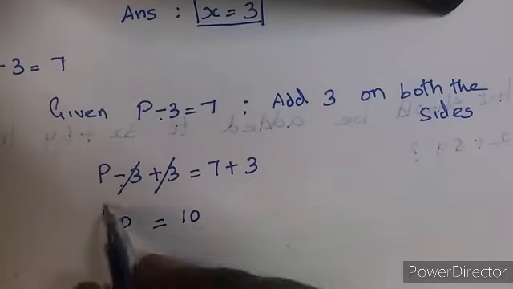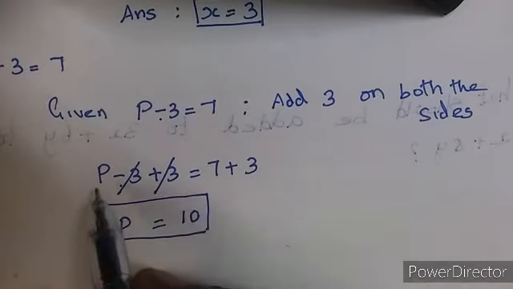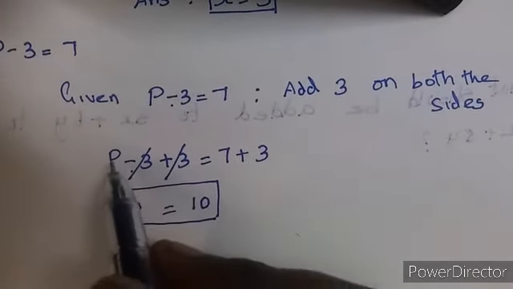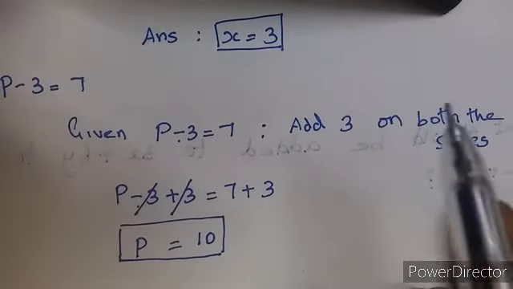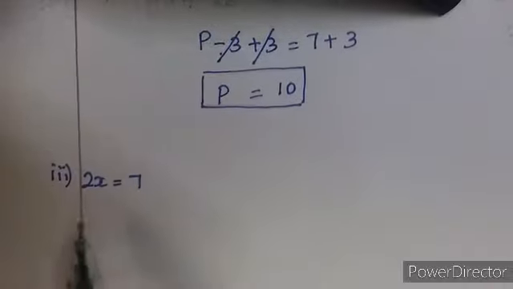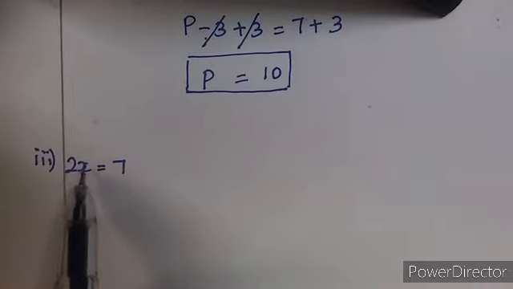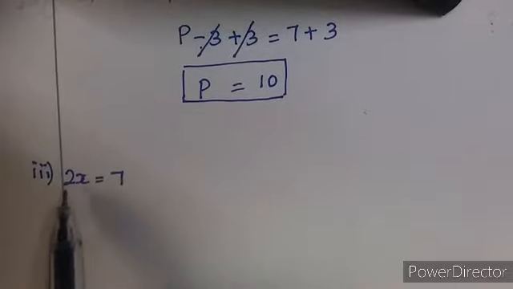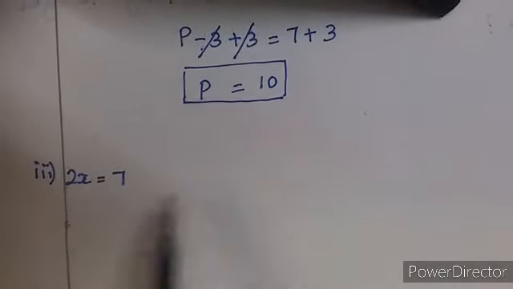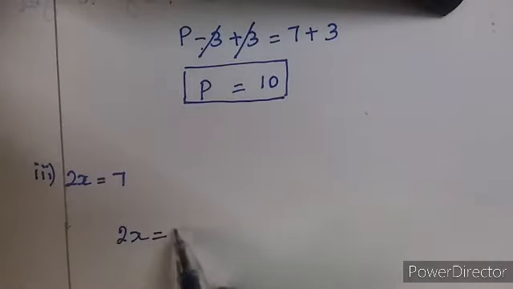Your answer is 10. By equating the coefficient on both the sides, we will get the answer for the given variable. If it is minus, we have to add. If it is plus, we have to subtract. Here in this sum, subdivision 3, 2x equal to 7. That means 2 times of x. That is 2 multiply x. If it is multiply, what we have to do? We have to divide on both the sides.